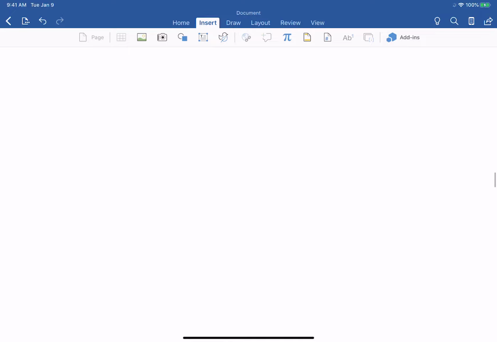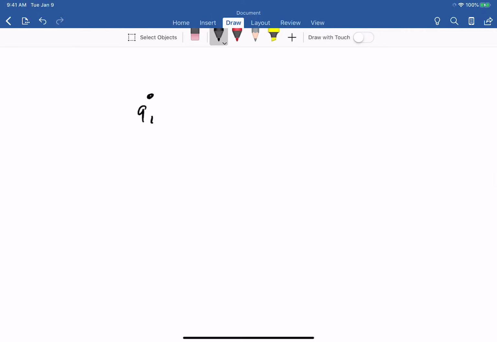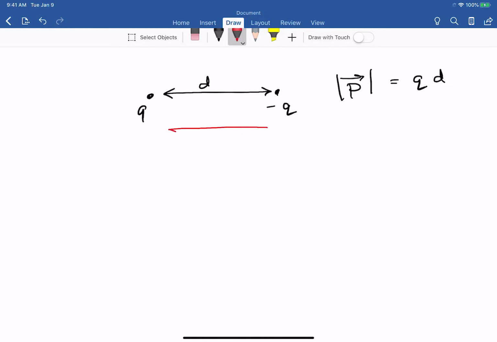If you have two equal and opposite charges, q and negative q, separated by a distance d, then the dipole moment vector p has a magnitude given by q times d. So that's the magnitude of either of the charges multiplied by the distance between them, and the direction of the dipole moment vector is from the negative charge to the positive charge. So the dipole moment vector points in this direction.